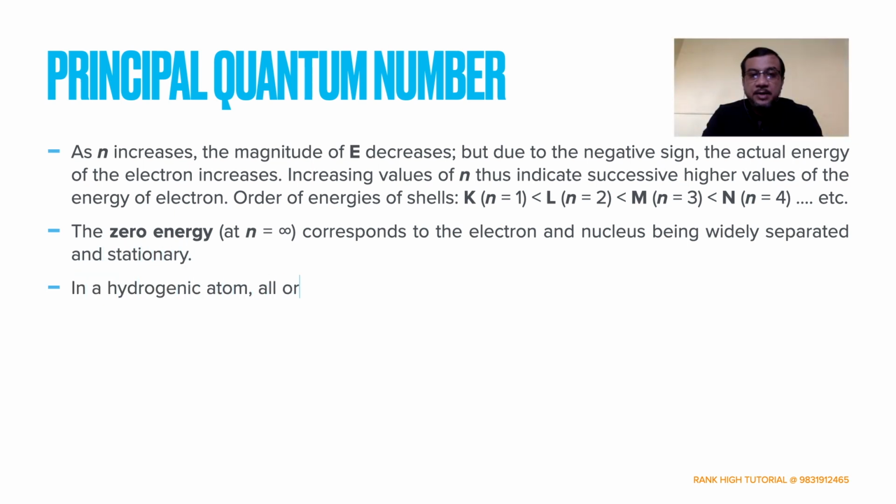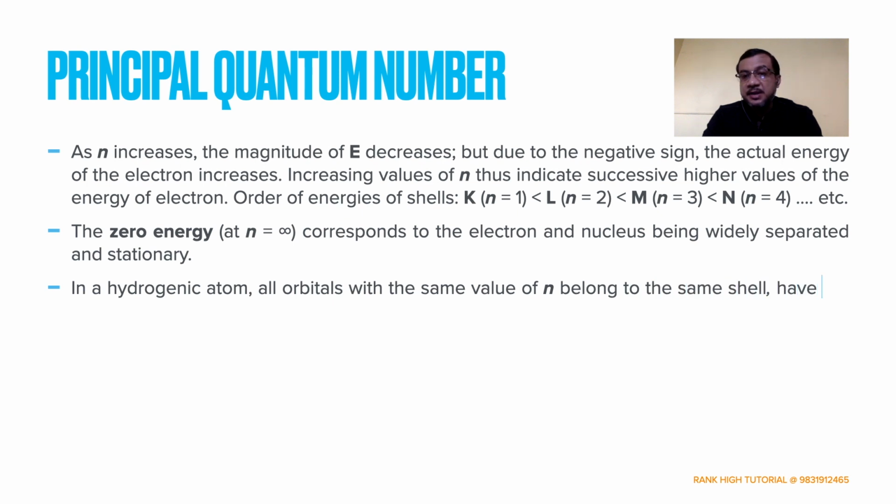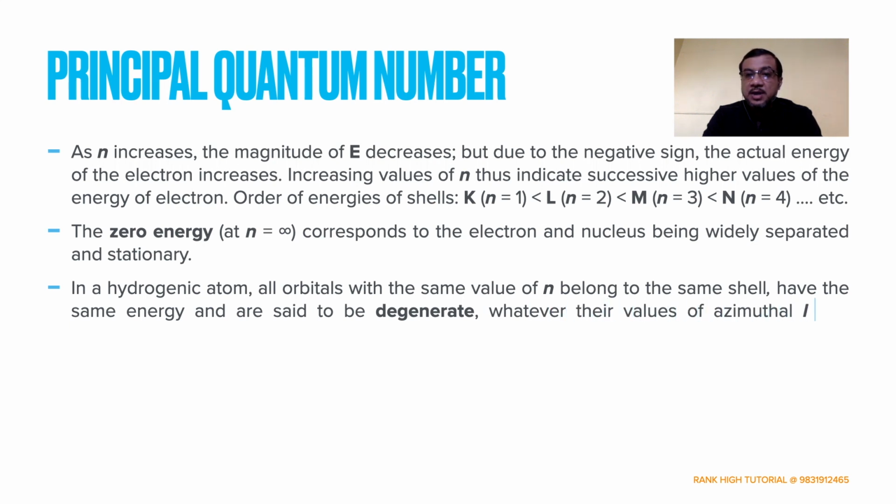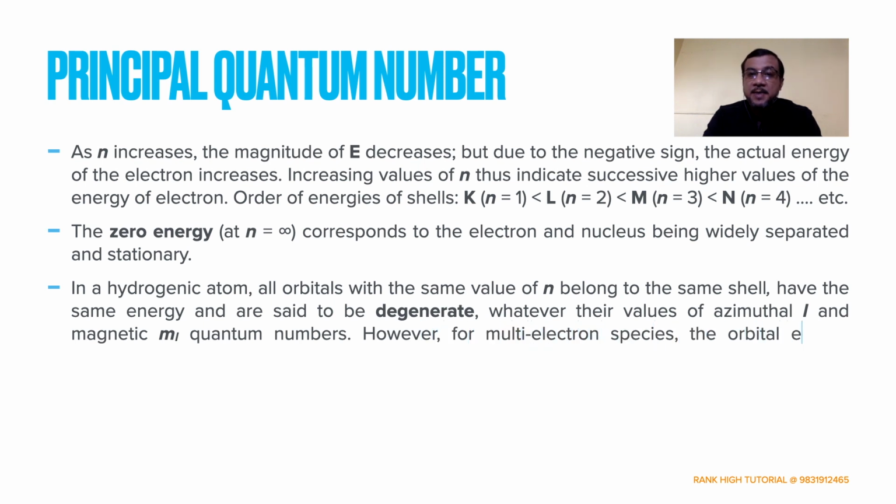In a hydrogenic atom, all orbitals with the same value of n belong to the same shell, have the same energy and are said to be degenerate, whatever their values of azimuthal quantum number l and magnetic quantum number ml. However, for multi-electron species, the orbital energy depends on both principal quantum number and azimuthal quantum number.